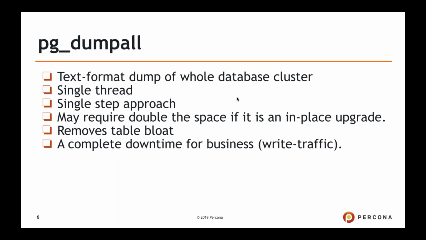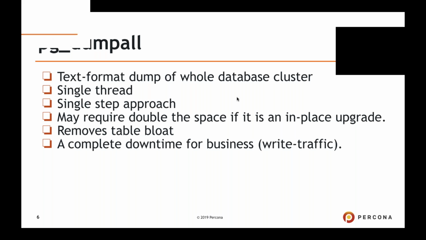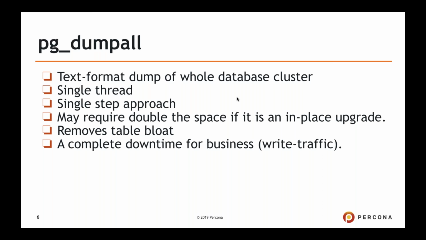So the first method, pg_dumpall. This is one of the utilities available with the PostgreSQL source by default, and it's used to perform a text format dump of the whole database cluster. So you could just take a text format dump of the whole cluster that includes users, roles, or globals completely, and all the databases, and it dumps all that to a single text file. However, it cannot be done using parallel processes. So it's just a single thread approach.